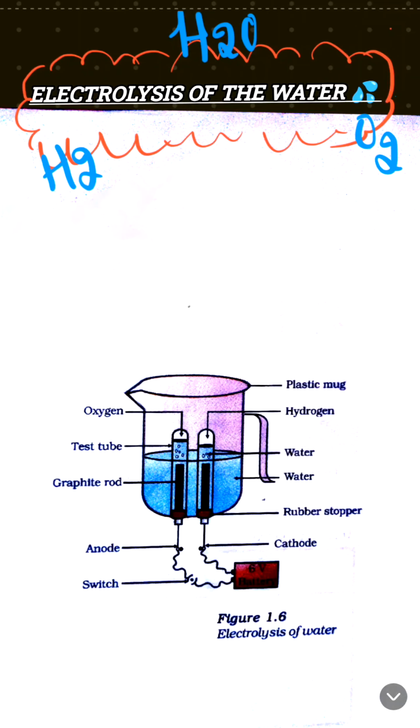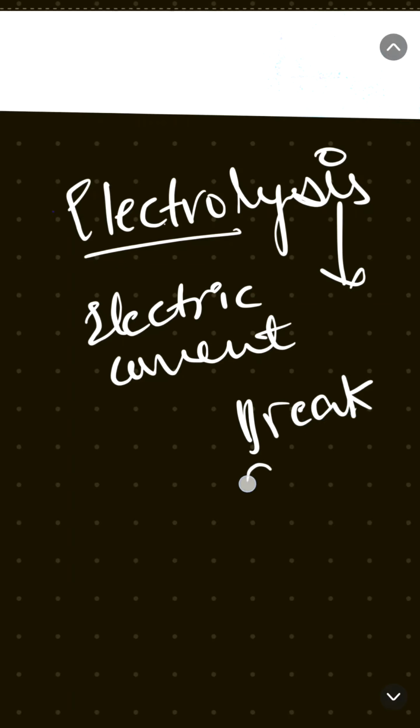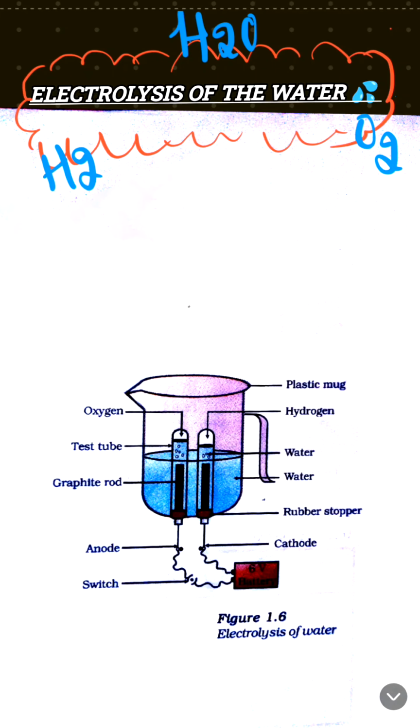Let us see about the electrolysis of water. Whenever you see new terms like electrolysis, first you have to break the word. Electrolysis: electro is nothing but your electric current, whereas lysis is nothing but a breakdown. What is meant by lysis? Breakdown. So breaking down water in the presence of electric current is called electrolysis. I hope you understand the term.